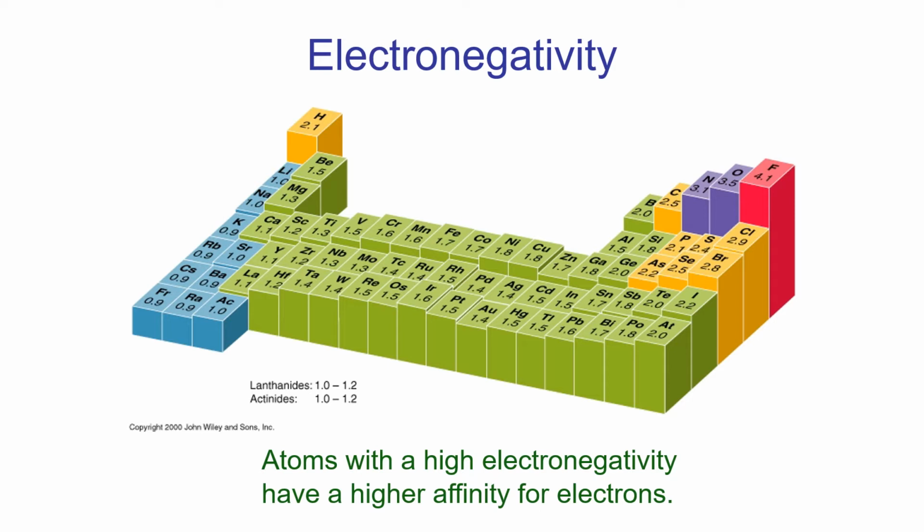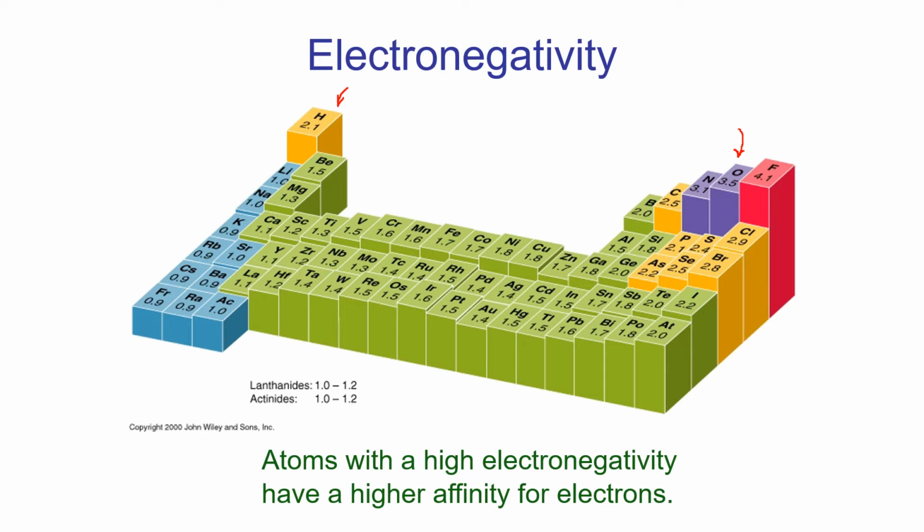So let's take a look at this table here, and we'll look at oxygen first. You can see that oxygen has an electronegativity of 3.5. Now, we're not going to concern ourselves with what this number means and how it's derived, but it just means that oxygen has a higher affinity for electrons than any atom that has a lower number. Let's compare that to hydrogen. Over here, you can see it has a much lower electronegativity with a value of 2.1.